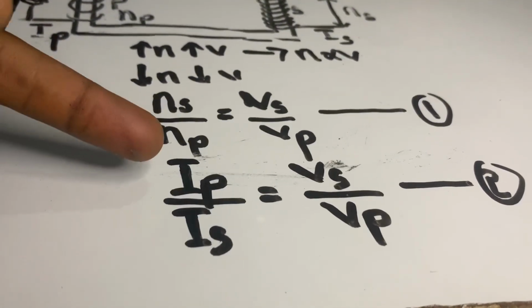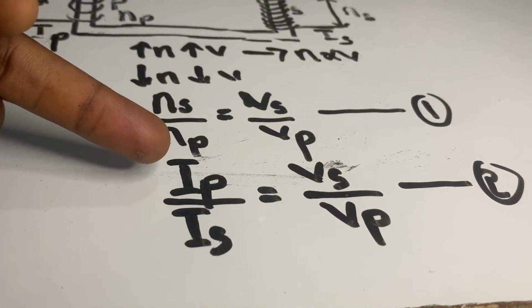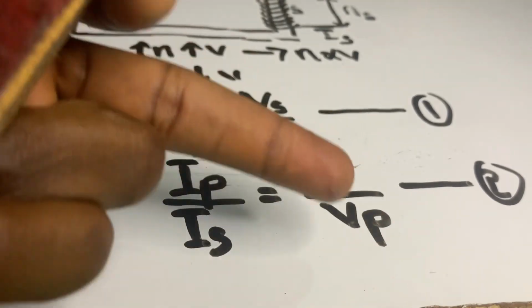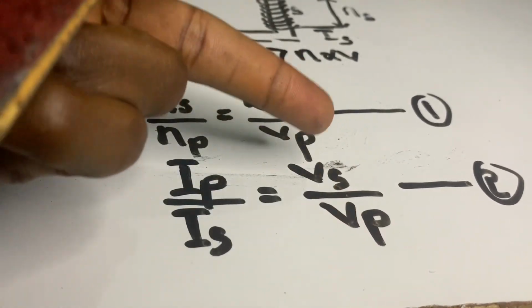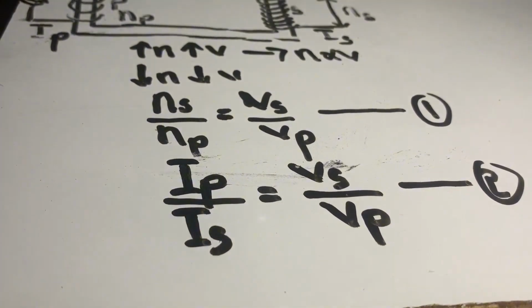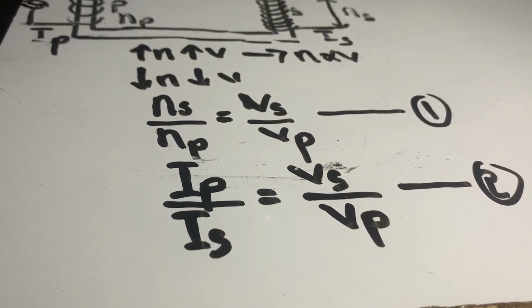It means that anytime we increase the current, we end up reducing the voltage, or anytime we increase the voltage, we end up decreasing the current. So that is the idea.